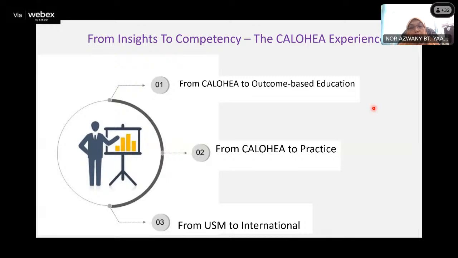And then I'll go from CALOHEA to practice, give you an example of two of our courses and how our MD program complies or aligns with CALOHEA competency. And then we look into how the USM MD program goes global or goes internationally.